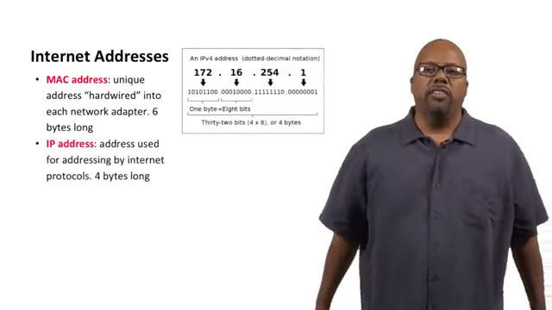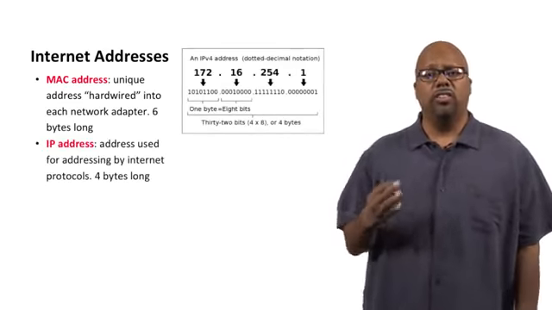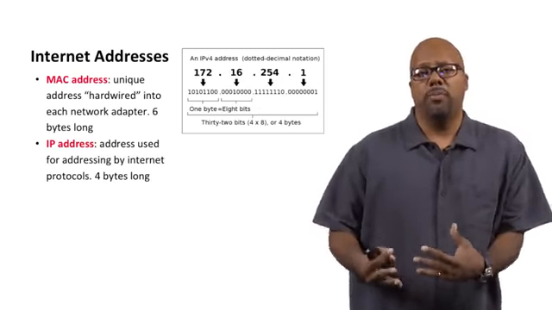There's also an IP address. Now, an IP address is 4 bytes long, and it's used in internet addressing. So when you want to send to a machine, you send to an IP address.